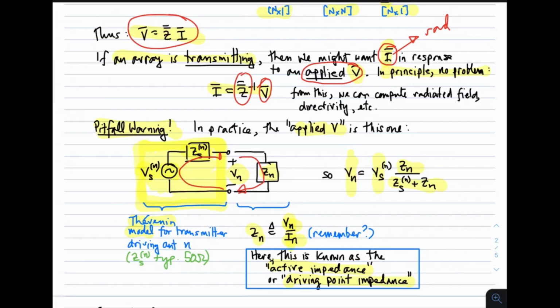Now further, typically a transmitter would be designed to have a standard impedance. So this impedance here, Z sub s indexed to n, would typically have some standard impedance, maybe 50 ohms, maybe 75 ohms, maybe some other number. But in general, this is going to be something which is set to be convenient for the designer or the developer of the transmitter and not necessarily appropriate for this active impedance. So here's where a lot of the complexity in mutual coupling analysis comes in.